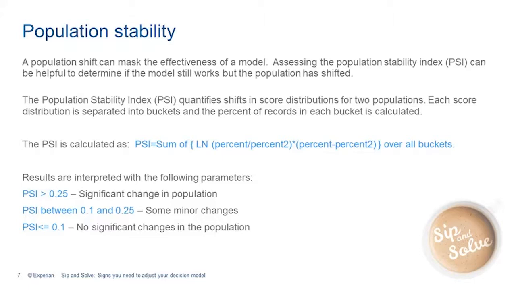And you can see at the bottom of the page the calculation of how you look at the PSI, and then also the buckets of how we consider, these are our rules of thumb, how we consider the outcome of the PSI. If it's greater than 0.25, there's a significant change in the population. If it's between 0.1 and 0.25, there's some minor changes. And a PSI less than or equal to 0.1, no significant change.